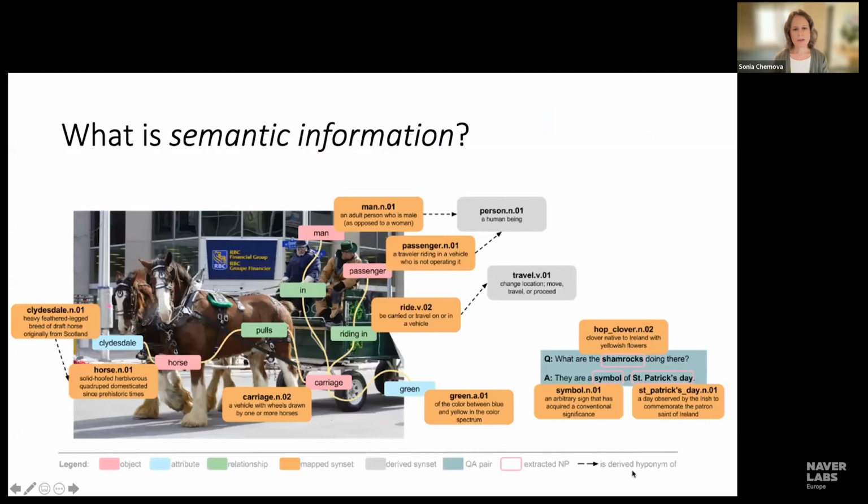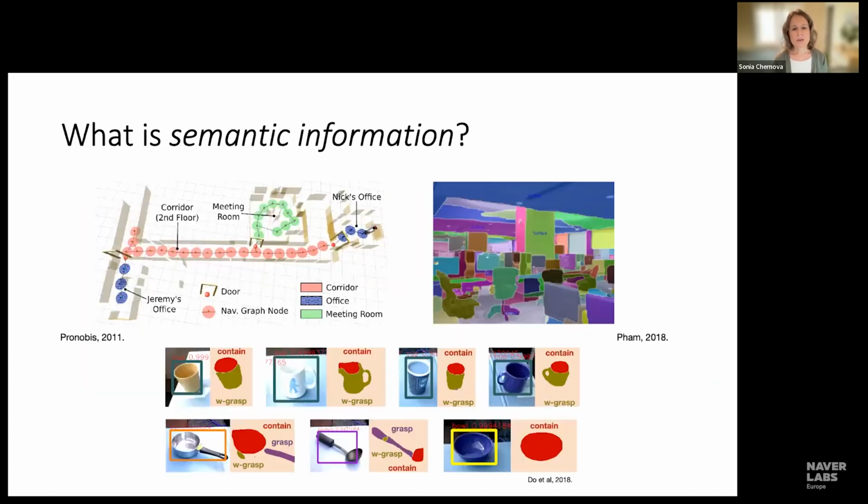Depending on the field, semantic information can come in slightly different forms. If you're in computer vision, it looks like this, where you're extracting semantic information from the scene and not only recognizing a horse and a wagon, but actually identifying the fact that these horses are Clydesdales, they're pulling the wagon, not just standing there, and the men are riding inside it. Within robotics, you can have semantics at differing levels.